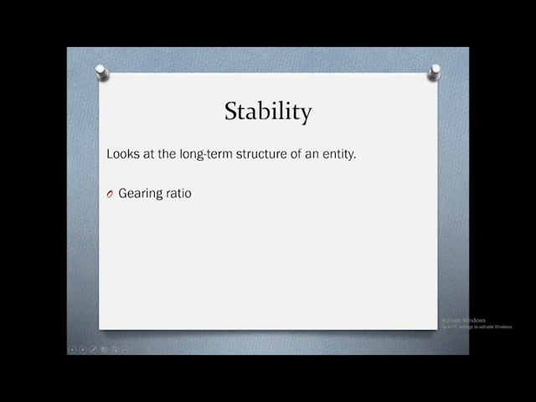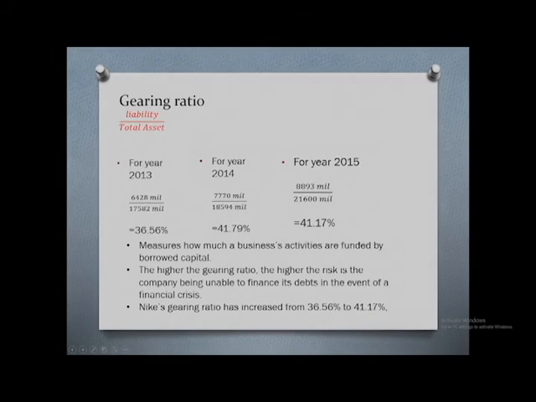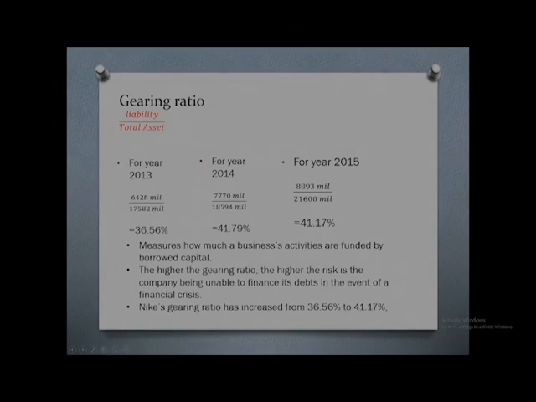Stability looks at the long-term structure of an entity, which can be measured by the gearing ratio. The gearing ratio measures how much a business's activities are funded by borrowed capital. The higher the gearing ratio, the higher the risk of the company being unable to finance its debts in the event of a financial crisis. In this case, Nike's gearing ratio has increased from 36.56% to 41.17%, which is negative as it has to finance more debt even during downturns in business cycles.